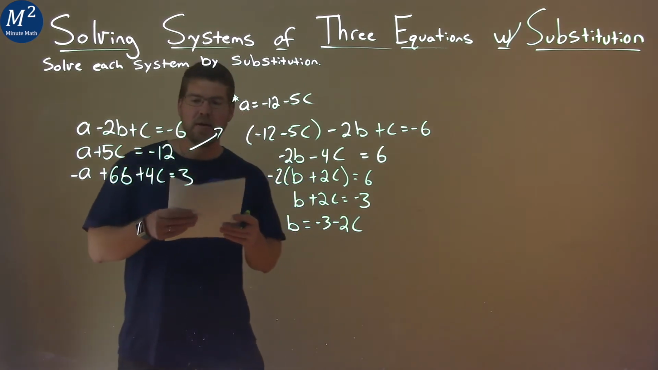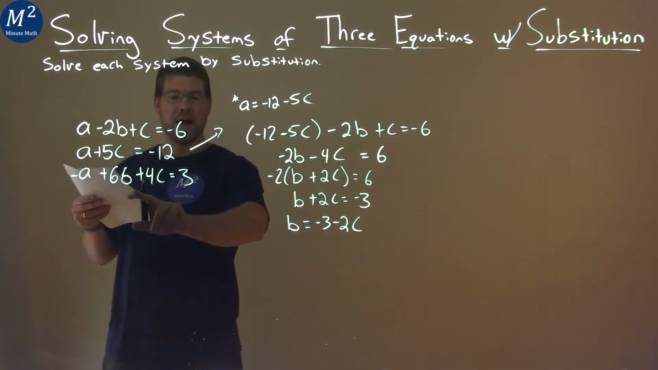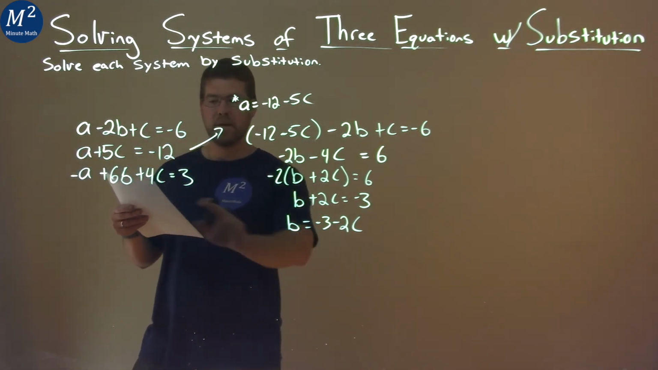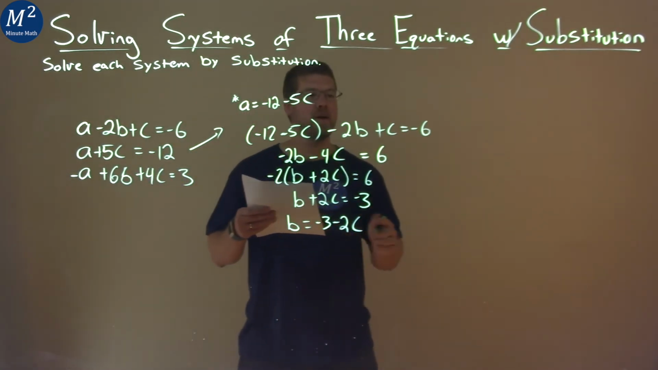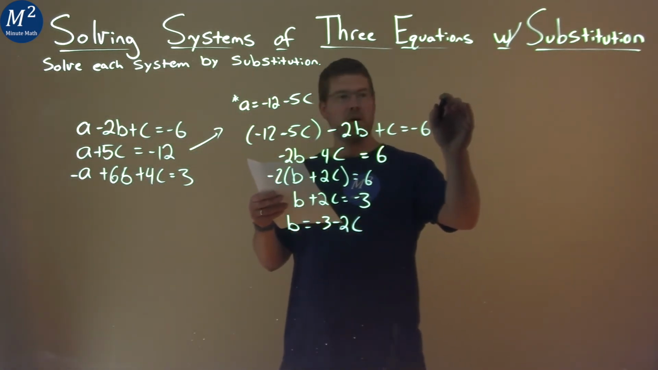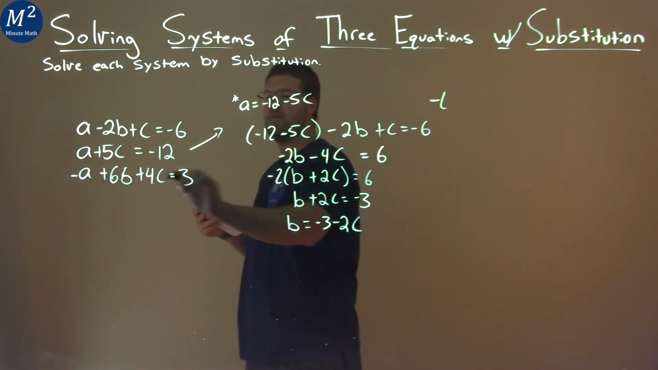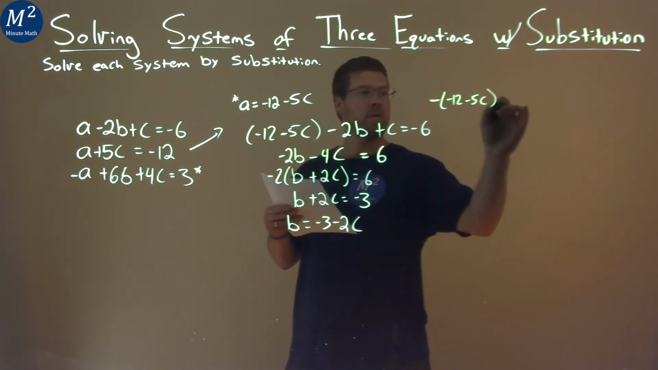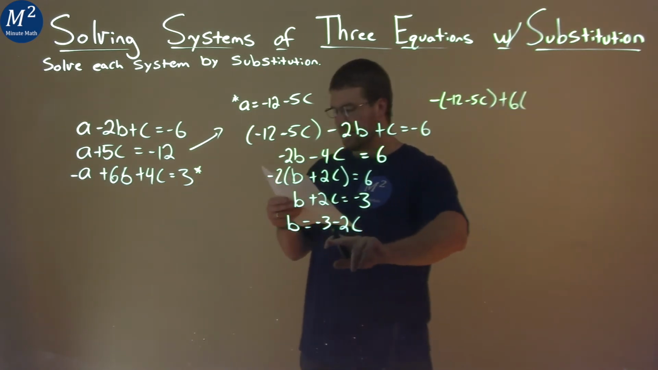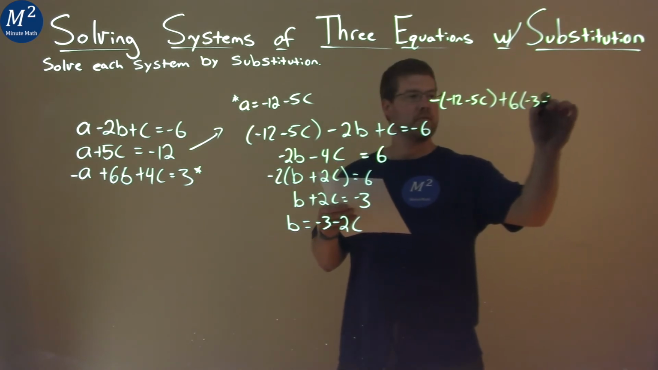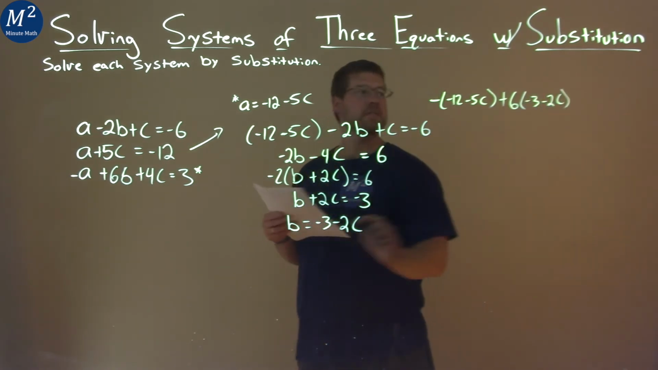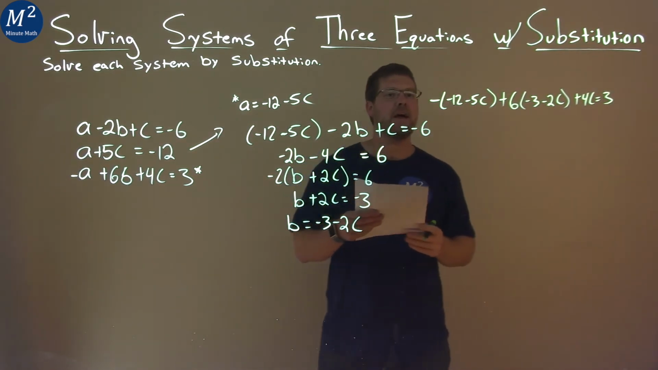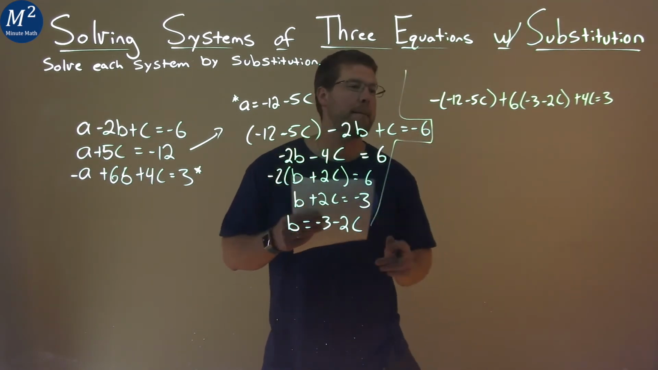So now we have b in terms of c. What we now can do is look at our last equation again, and plug in what we know for a as well as b to get it just in terms of c and to simplify. So I'm going to write my last equation over here. We have a negative, and then for the a, we're using this one here, negative 12 minus 5c, plus 6 times b, which is what we just found, negative 3 minus 2c, plus 4c equals 3.